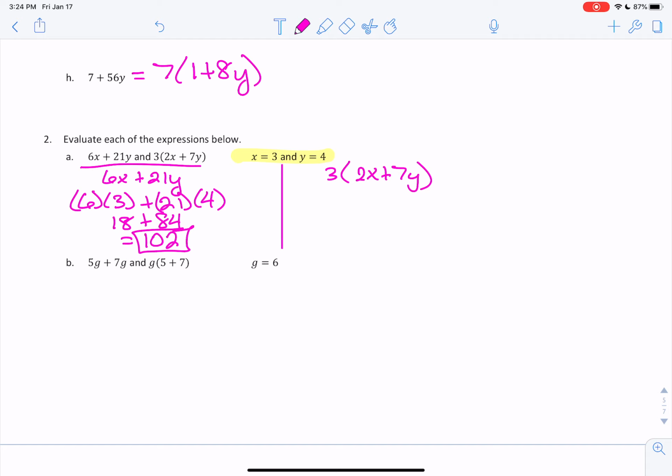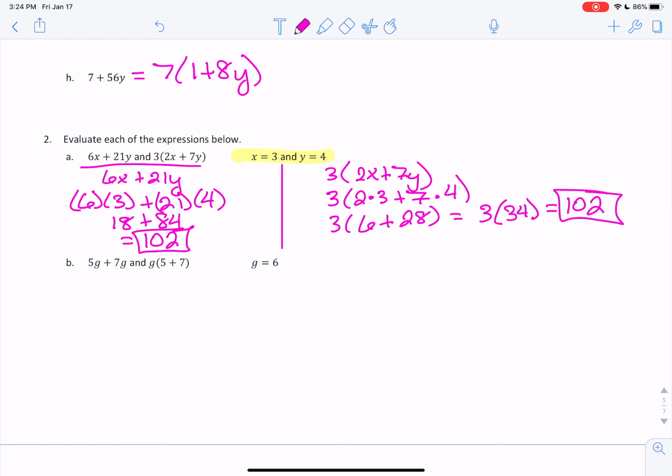Now on the other side, wherever there's an x, I'm going to put a 3. So this is going to be 2 times 3 plus 7 times 4. So 2 times 3 is 6, 7 times 4 is 28. So that will equal 3 times 34, which also equals 102. So as you can see, they're equivalent. Go ahead and do B and C. Pause the video, do B and C, and then restart the video when you're ready to check and see if you got the correct answers. Pause the video now.